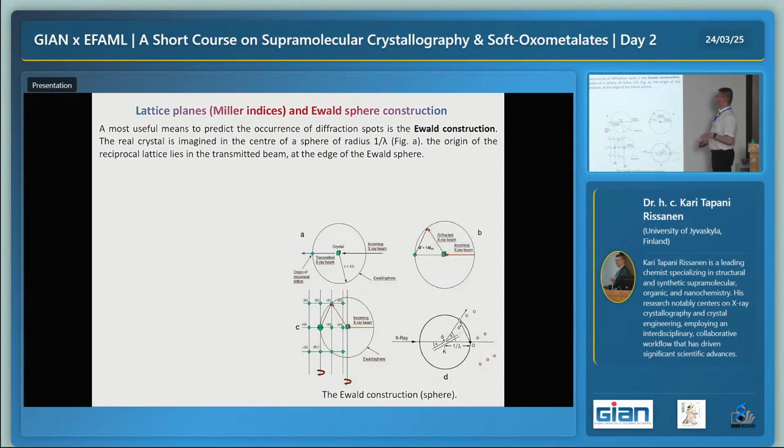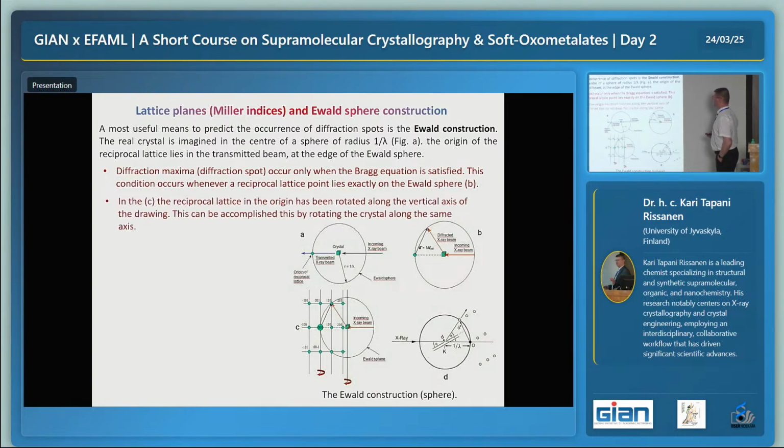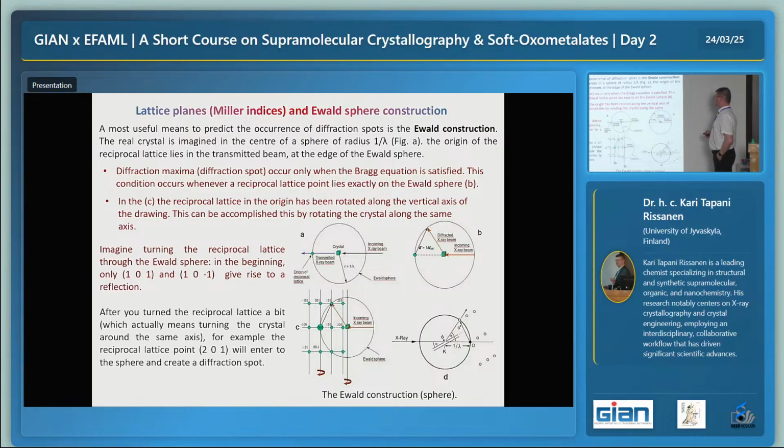Now it gets a little bit more complicated, but I will go very briefly. This is just a mathematical or visual description of how the diffraction happens, and I will try to explain this. I will just open everything. If you look at this part here, you see a grid. You can see numbers like 0, 0, 1, and 1, 1, 0, 1, and so on. These are the reciprocal lattice points, which describe the Miller index plane.